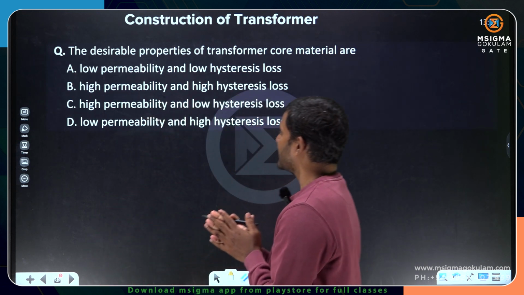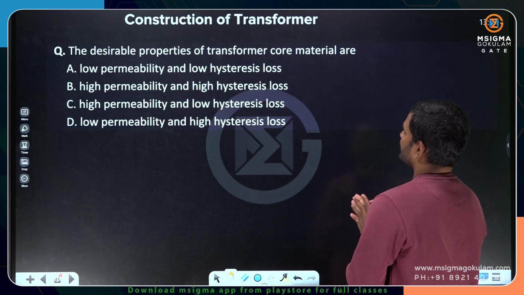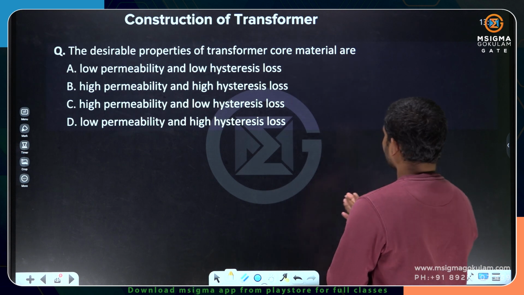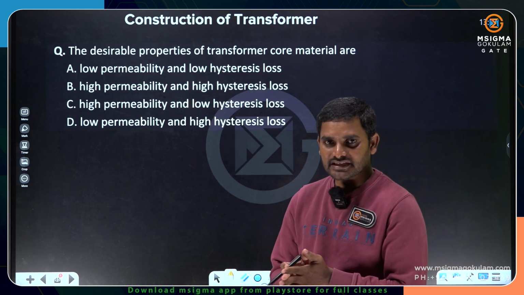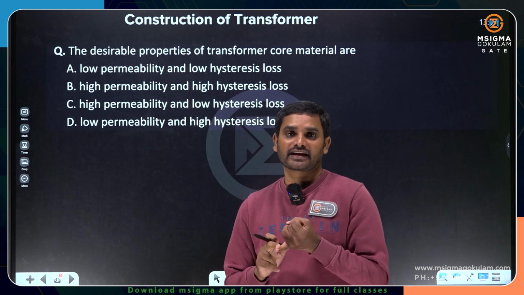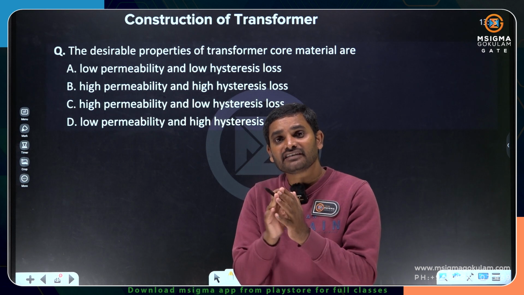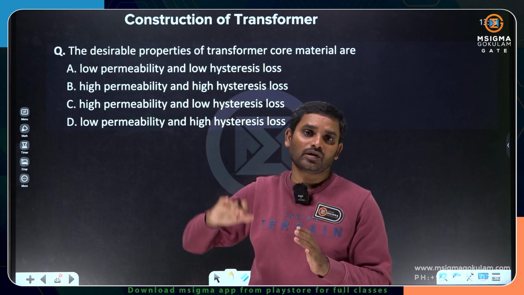Here the question is: the desirable properties for a transformer core material are what? How should the core be? Core should be designed with ferromagnetic material. That is not a property, that's a material. And the ferromagnetic material will possess high permeability and low reluctance.